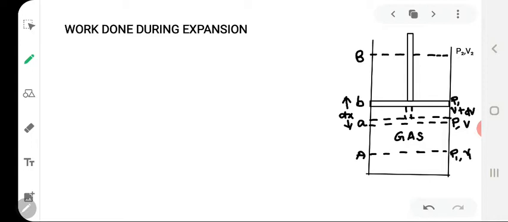Suppose at any instant during the expansion, the pressure and volume of the gas are P and V respectively, as you can see in the figure. Further, suppose that the piston moves through an infinitesimally small distance dx against the constant pressure P, so that the volume becomes V plus dV.